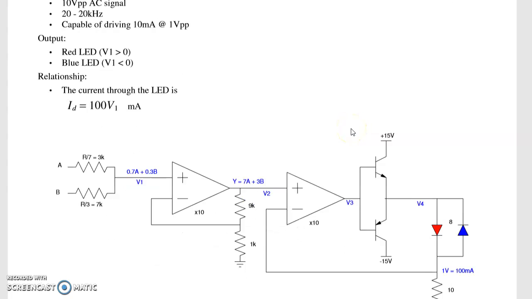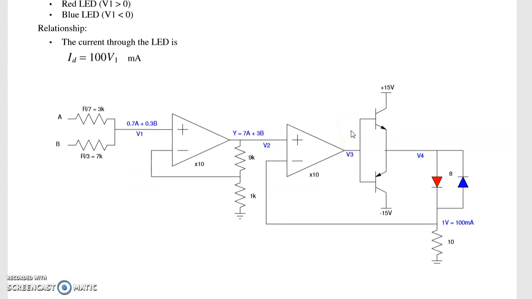Problem 4 says instead of driving a speaker, drive an LED, where I want the current to be proportional to the output. If I want 1 volt to be 100 milliamps, I'll use a 10 ohm resistor. That's a current controlled voltage source, also known as a resistor.